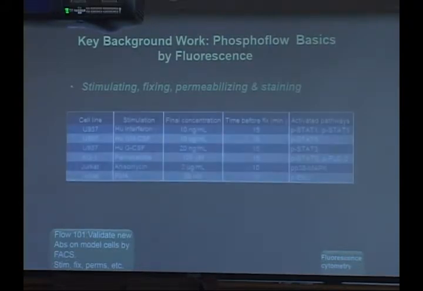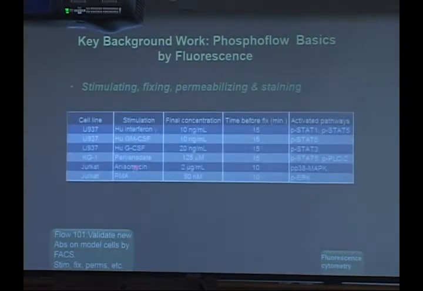And this is the PhosphoFlow 101. Again, it's just in there for your reference, but it's the myelomonocytic U937 cell line, some other immune hematopoietic cell lines, the stims, and then the activated pathways. You should be able to see this has been designed to really give you nice responses here and give you a check on how technically successful you've been.